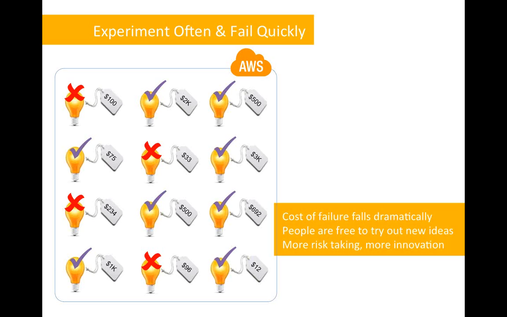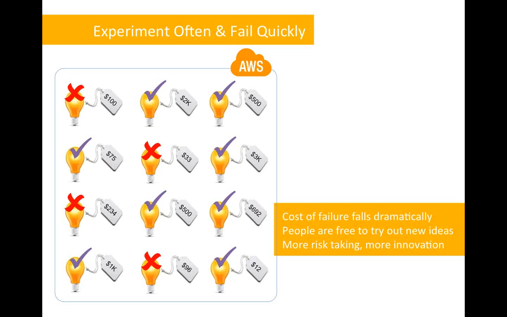So here, if you have a lot of great ideas, you can see the light bulbs going off here. Many of those ideas will work out. They'll be very successful. However, some of them will fail. Some of them will not be successful. But by using AWS and by understanding how to use reserved instances, light utilization, medium utilization, etc., the cost of failure falls dramatically. So you can be free to try out new ideas without risking a lot of money in failing. So that leads to more risk-taking and more innovation.